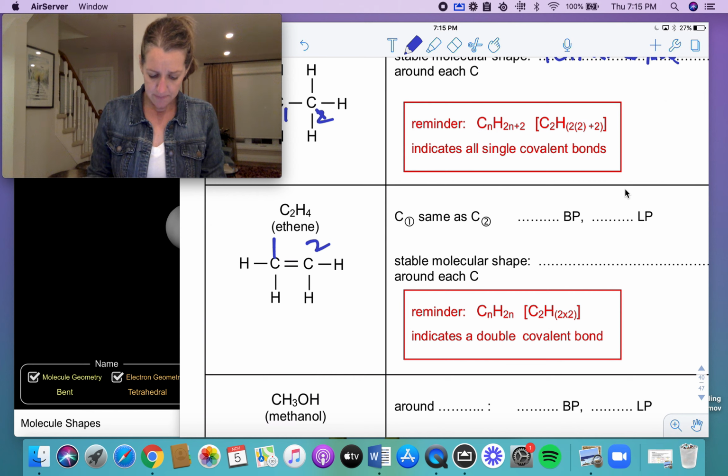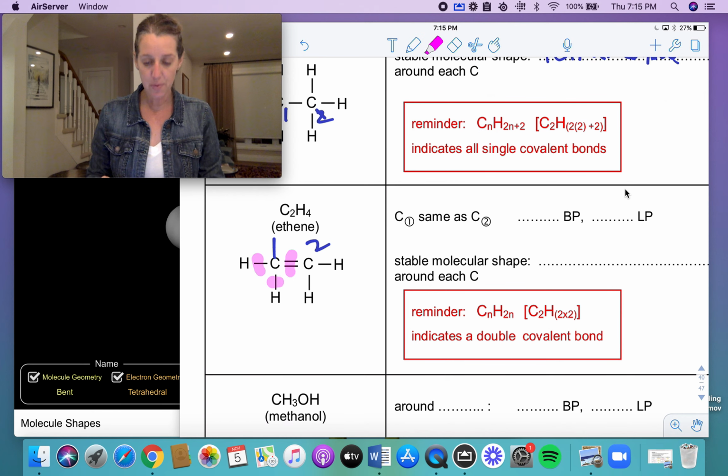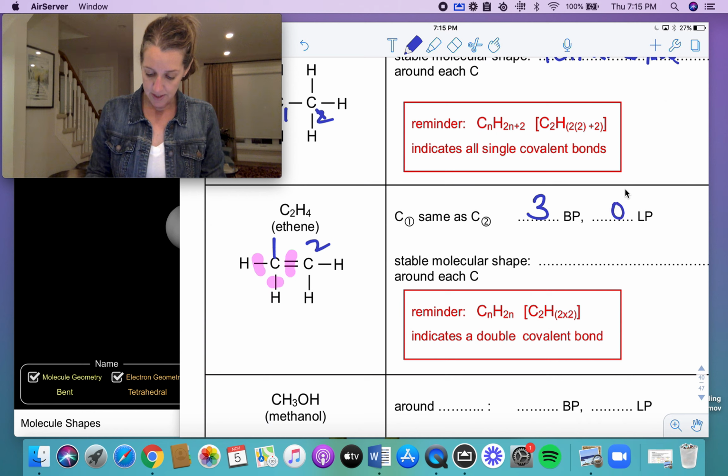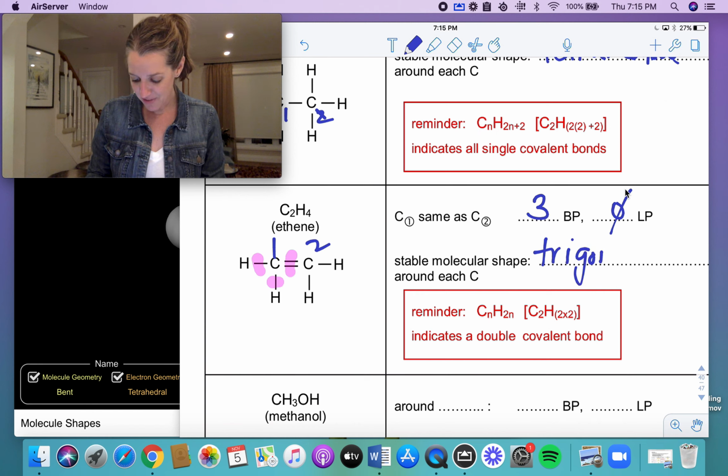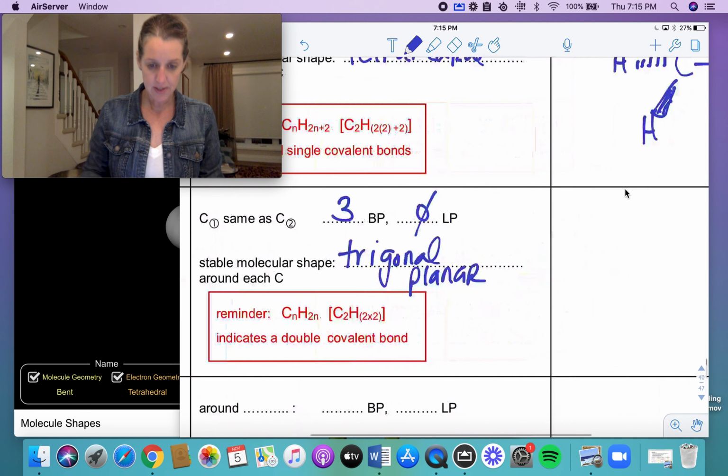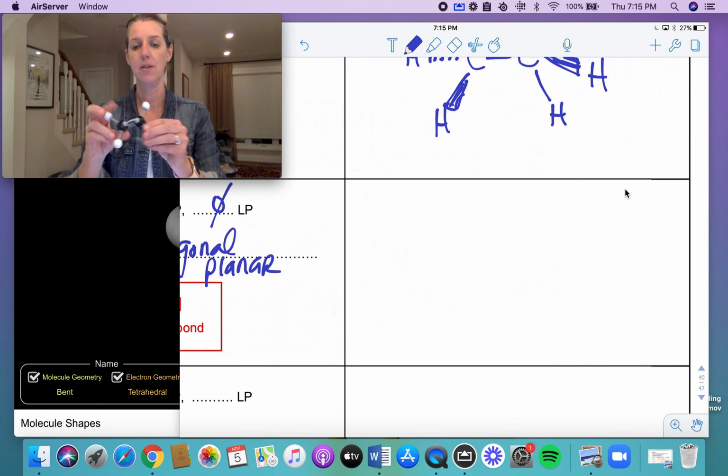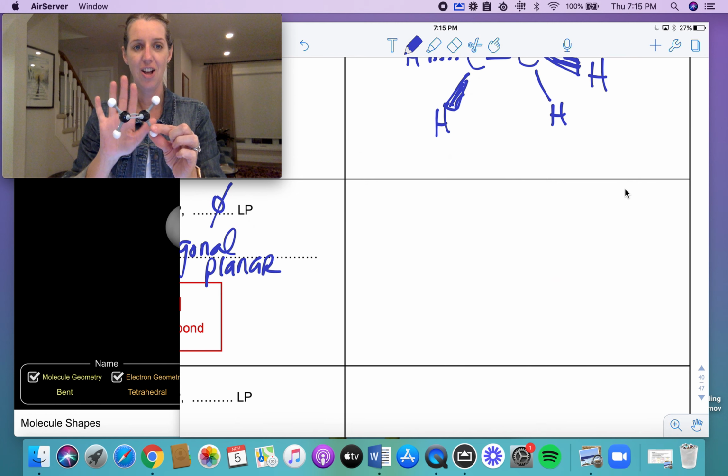They're both the same. There are 1, 2, 3 regions around one carbon, 3 regions around the other that are bonded, because double bonds count as 1. 0 lone pairs. What's my name of the shape of this one? Look back if you need to. Trigonal planar. This is the one I've got built right here. And if you actually build it with that double bond in between, they are all on the same plane.